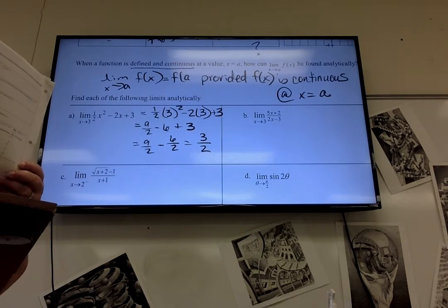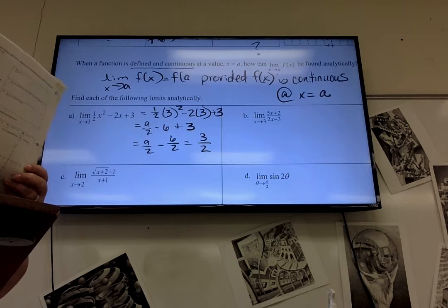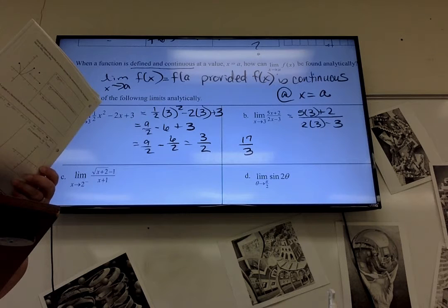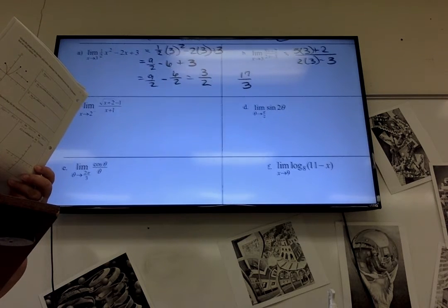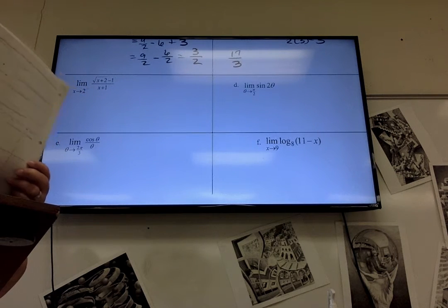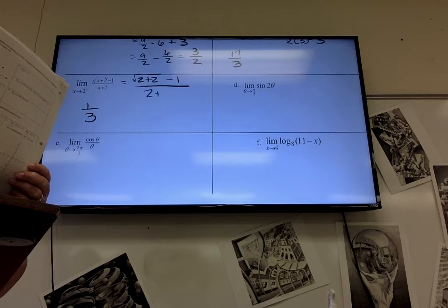Okay, what about B? 17 over 3, yep. That's 5 times 3 plus 2 over 2 times 3 minus 3, and if you work out each one of those, that's where we get 17 over 3. What about C? 1/3 is right. Again, square root of 2 plus 2, so that's square root of 4, which is 2, minus 1, that's 1, and then over 2 plus 1, which is 3.